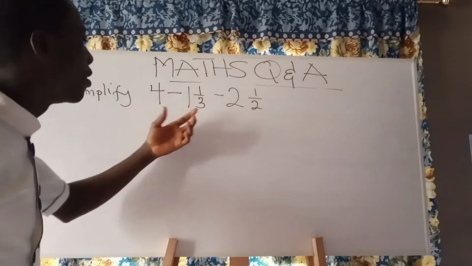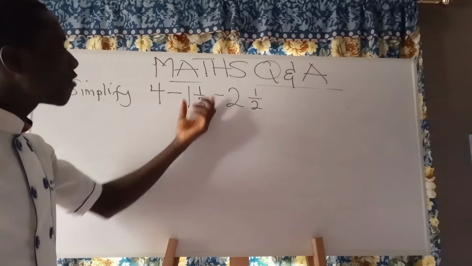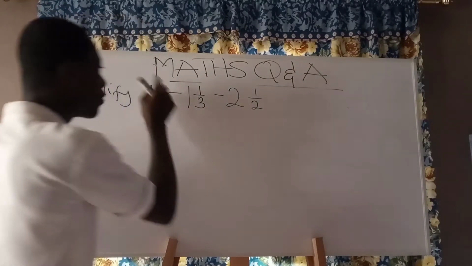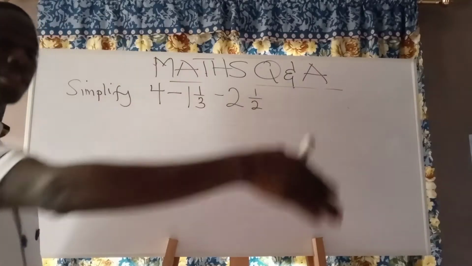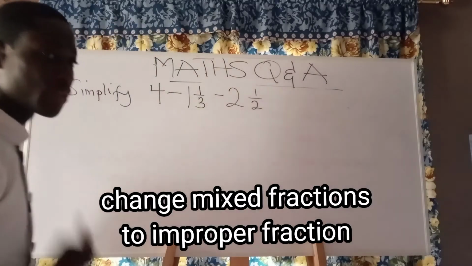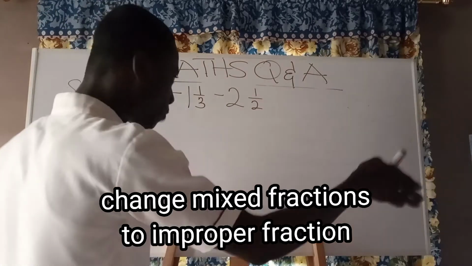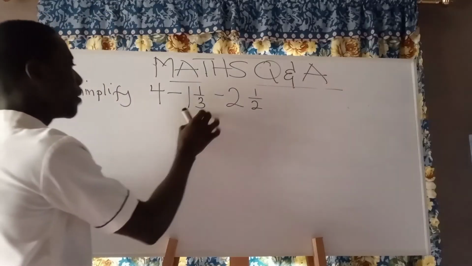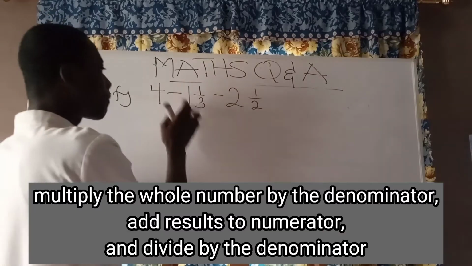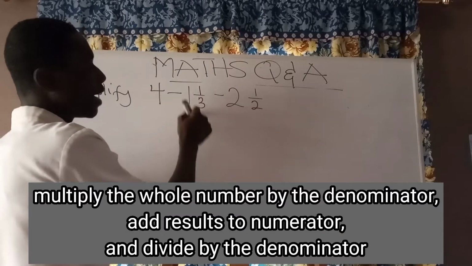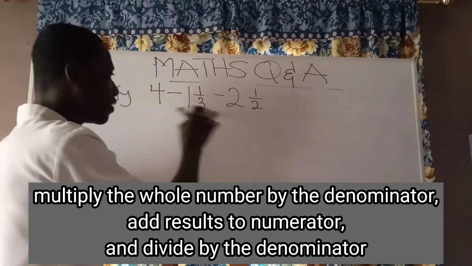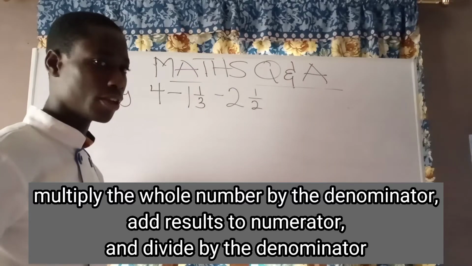And by being in line, you see this one, we have mixed fractions here. We also have mixed fractions here, and we have a whole number. So the first thing you have to do is to change the mixed fractions to improper fractions. To do that, you multiply the whole number by the denominator, and add it to the numerator. You write the result as your numerator, divided by the denominator.